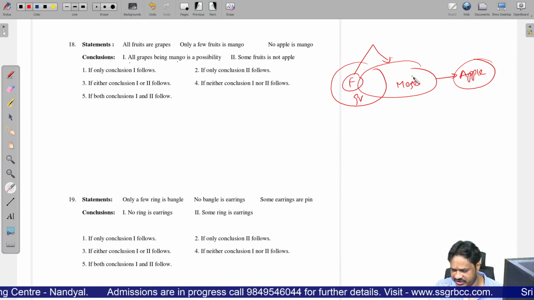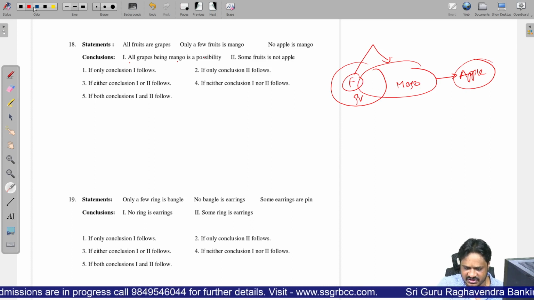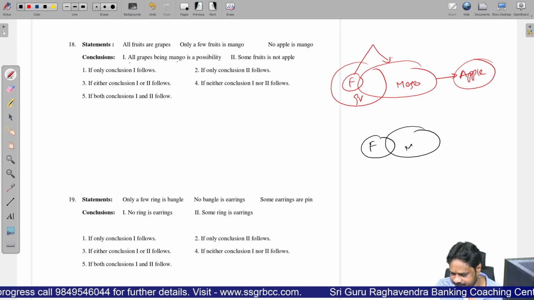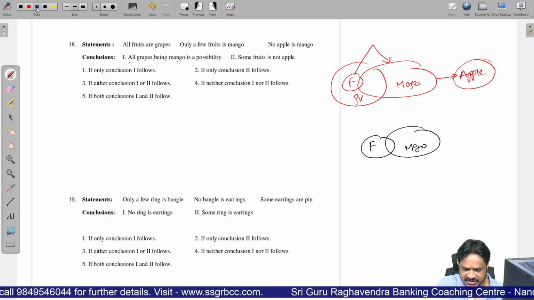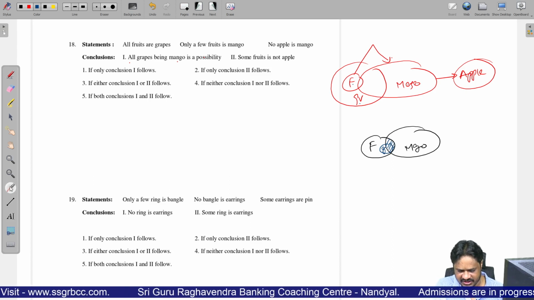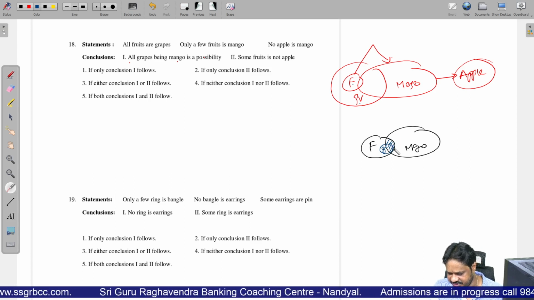only few fruit is mango. That means some fruit is mango, some fruit is not mango. See this diagram. Some fruit is mango, some fruit is not mango. Here all fruits are grapes means there can be some grapes here also. That means this is some not. Therefore, all grapes are mango will not follow.